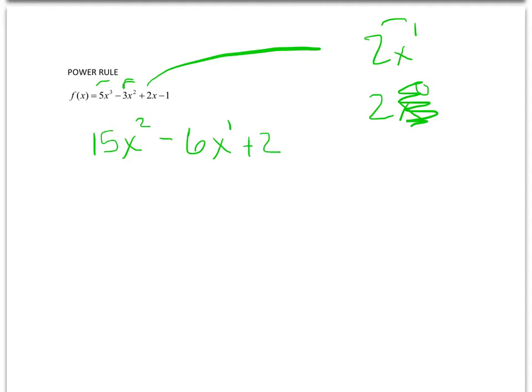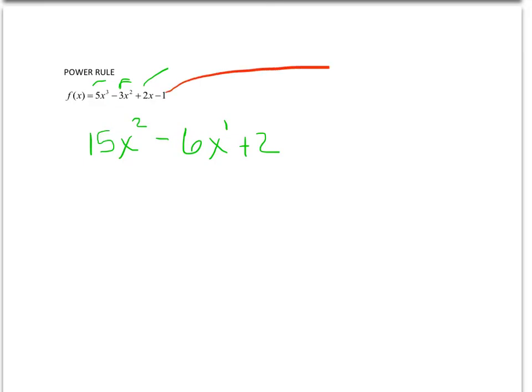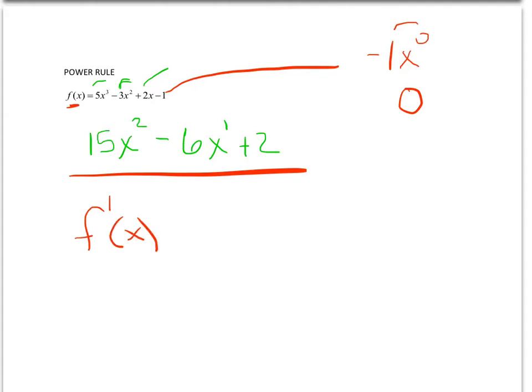x to the 0 power is really 1, so that's just 2. So I have plus 2, and then finally I have the minus 1. When I look at the minus 1, that's really something like minus 1 times x to the 0 power. So when the 0 comes down and multiplies the negative 1, that results in a 0. So there's nothing else I could say. There's my derivative: 15x squared minus 6x plus 2. When we use function notation like this, the way that we denote a derivative is with f prime. That's how we call it a derivative. So the derivative f prime of x is 15x squared minus 6x plus 2.